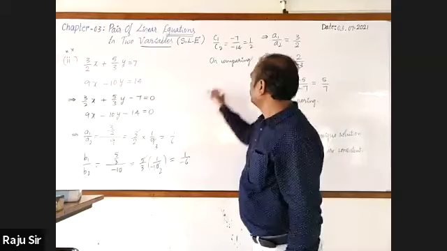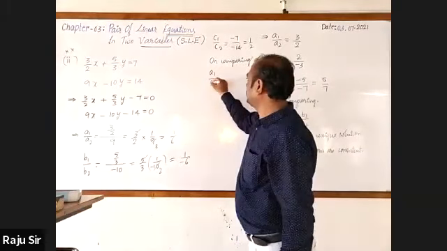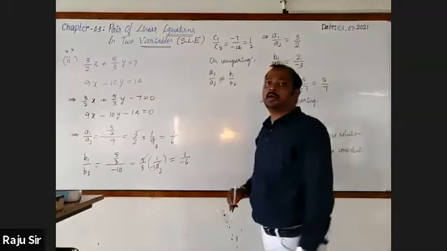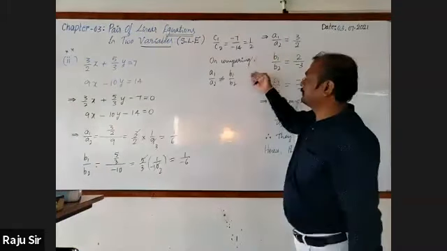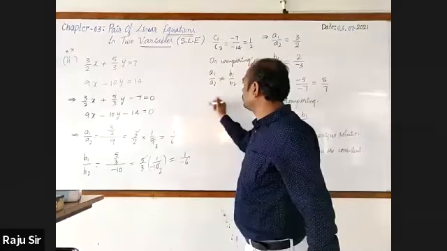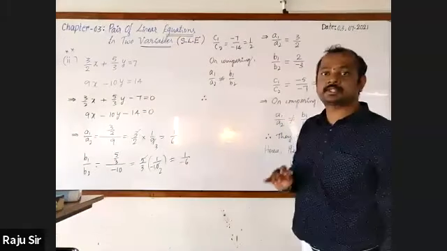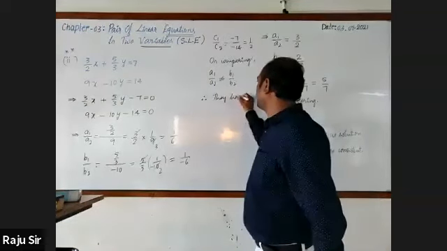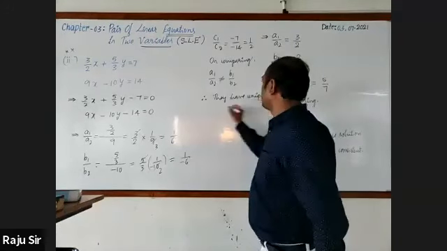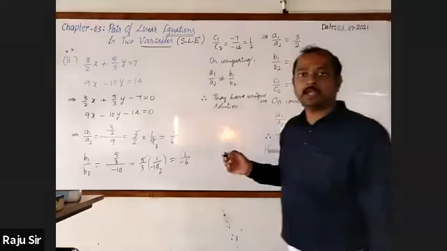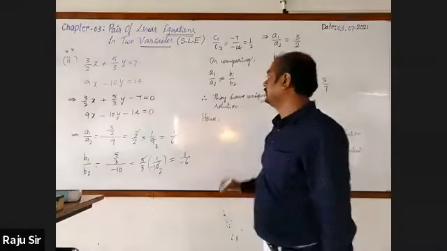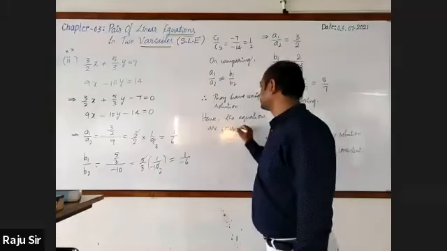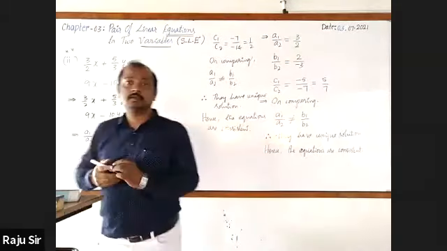Comparing, you will come to know that A1 by A2 is 1 by 6, B1 by B2 is minus 1 by 6. They are not equal. Even C1 by C2 is 1 by 2, that is also not equal. As this condition holds, you can say that the equations have a unique solution. If they have a unique solution, hence the equations are consistent.